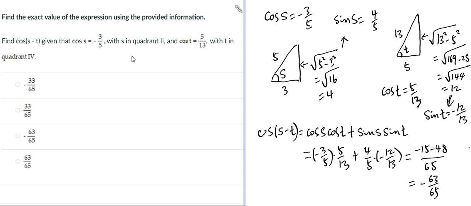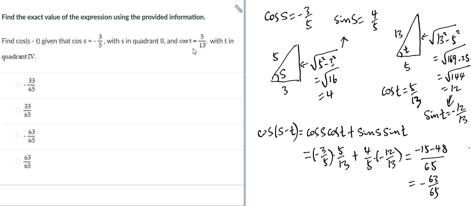And we know s is in the second quadrant. Sine is positive in the first and the second quadrant. So we know sine s is 4 over 5. That's one thing we need to get immediately.